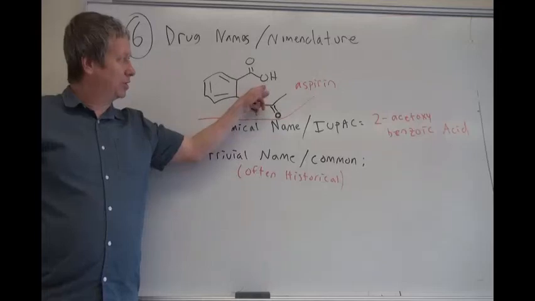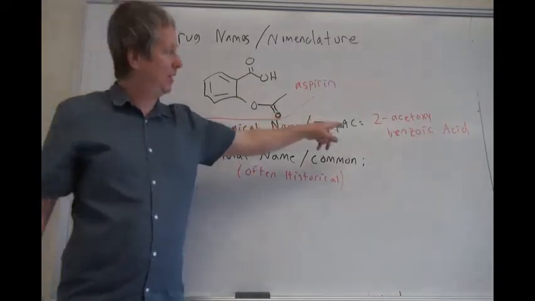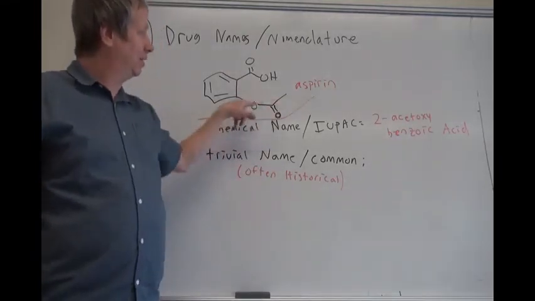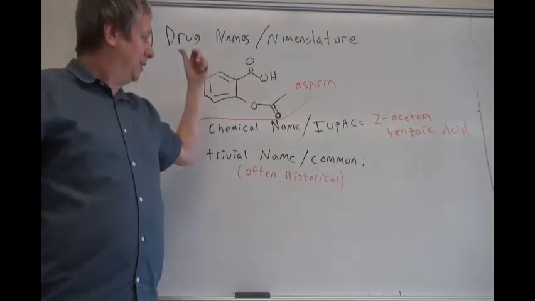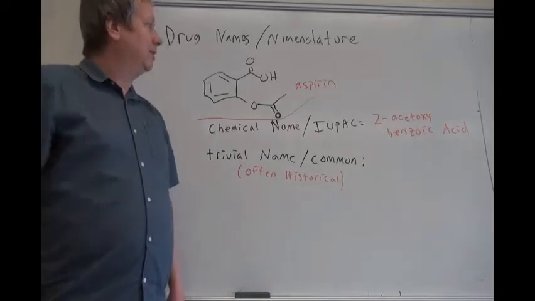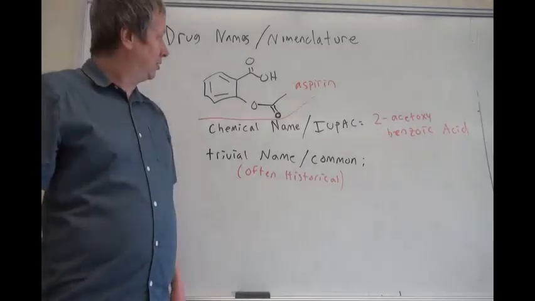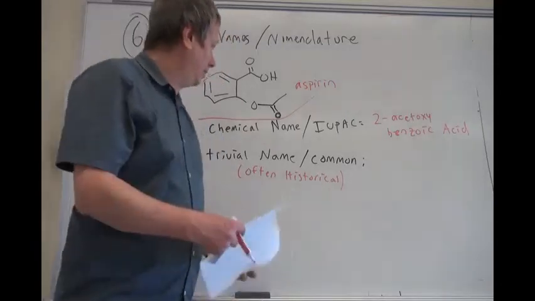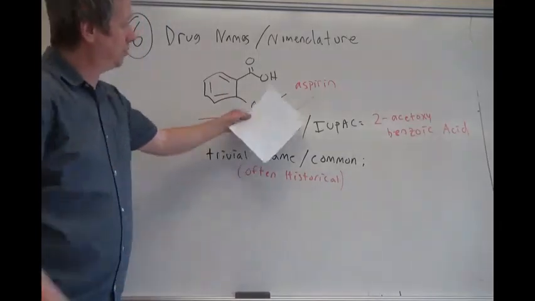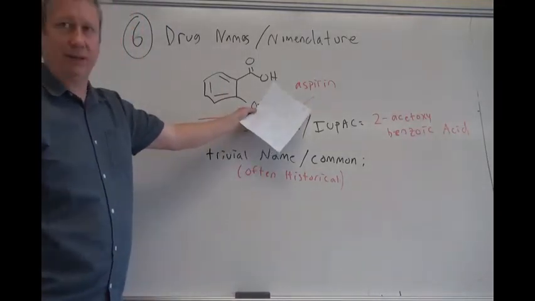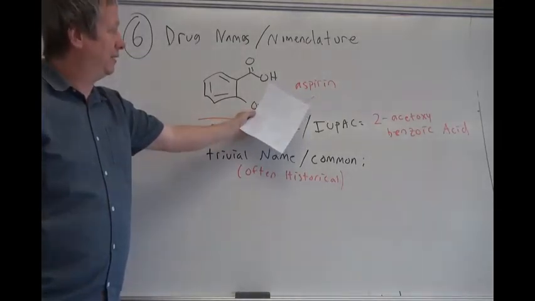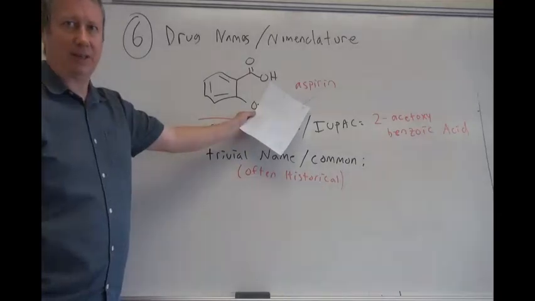Okay, so now we have the correct structure of aspirin. The chemical name is 2-acetoxybenzoic acid. And now you see the acetoxy group there on the bottom. Okay, so we got that. What is the trivial name or common name? It's often based on historical precedent for these molecules. If we look at the core structure, which is what I drew earlier, with the oxygen like that, then that molecule is called salicylic acid.